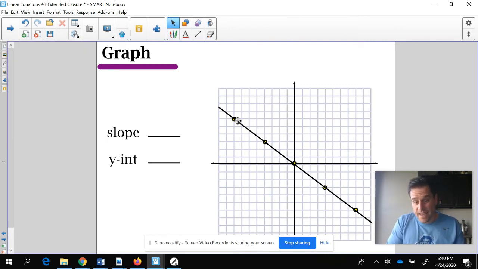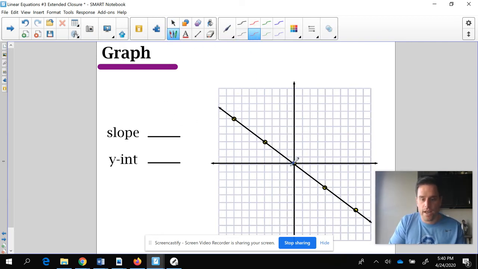Do you guys see how this is going to be negative? This is going to be a negative slope. And do you see where the y-intercept is? Let's start with the y-intercept. Well, the y-intercept hits right at 0. So the y-intercept is going to be 0. And in this case, for the slope, you can take any 2 points you want. How about I start here, and I'm going to go to here.